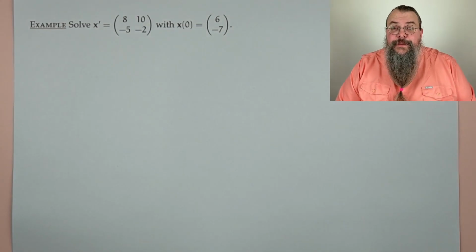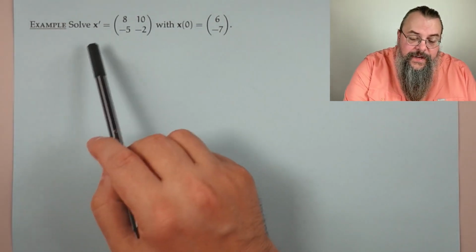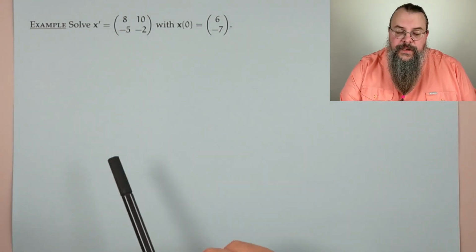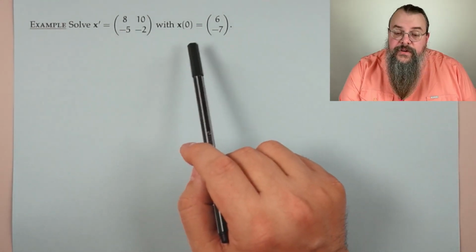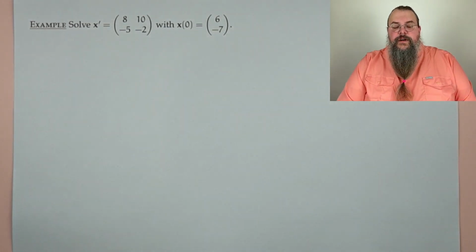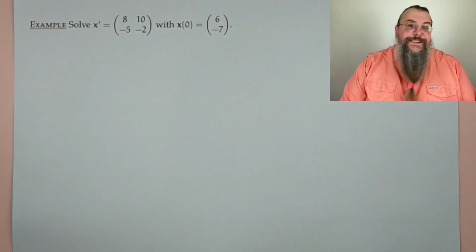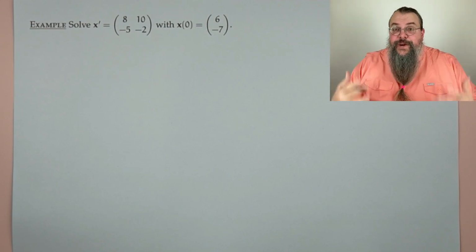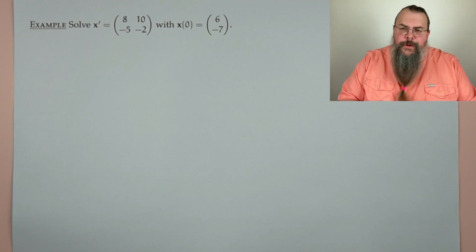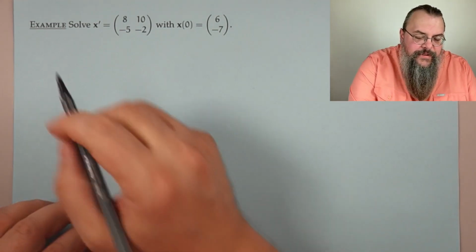So let's try an example. Solve x prime equals the matrix 8, 10, minus 5, minus 2 times x, with x of 0 equal to 6, minus 7. All right, good. Well, what's the first thing we do? First thing we do is find the eigenvalues, and they didn't give us any, so that's okay. We should practice. Practice is good.